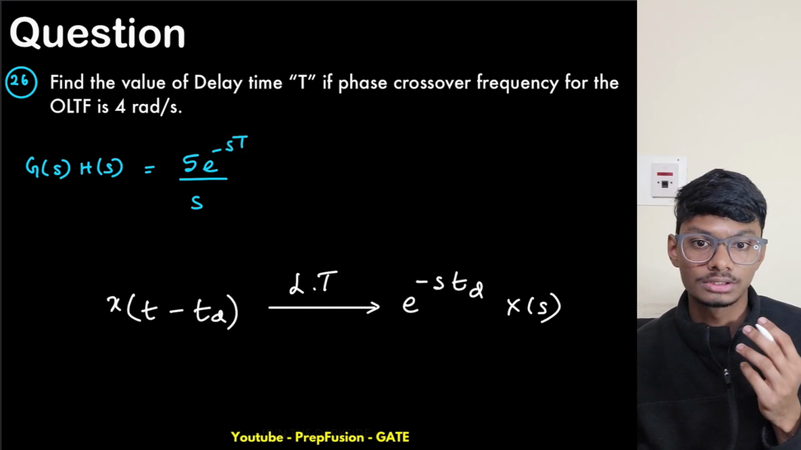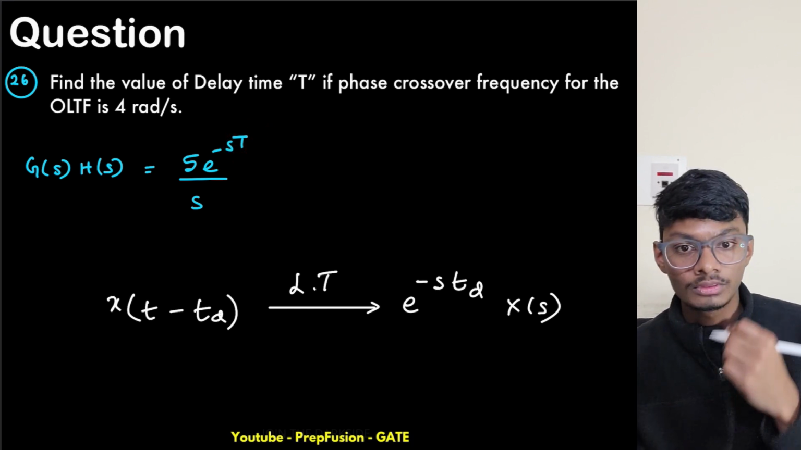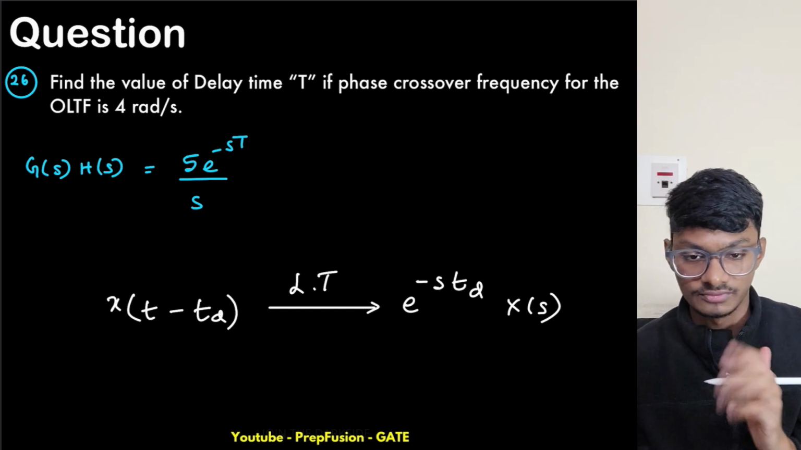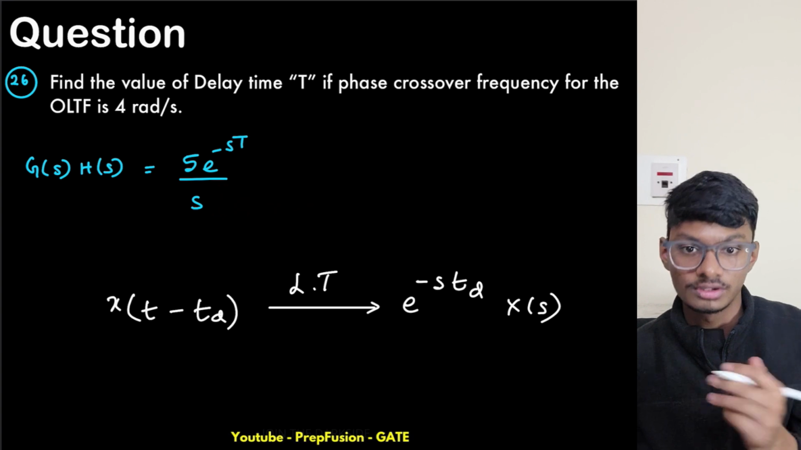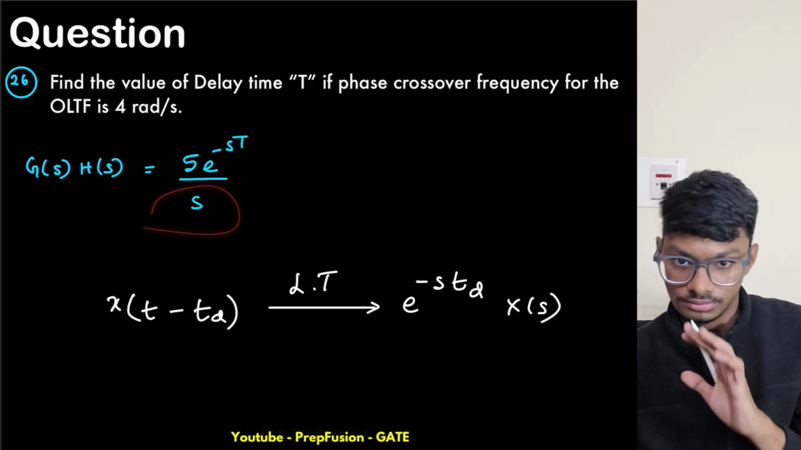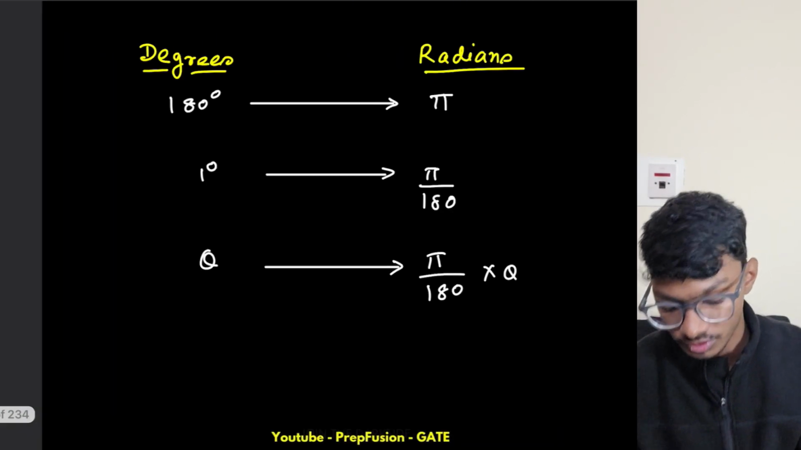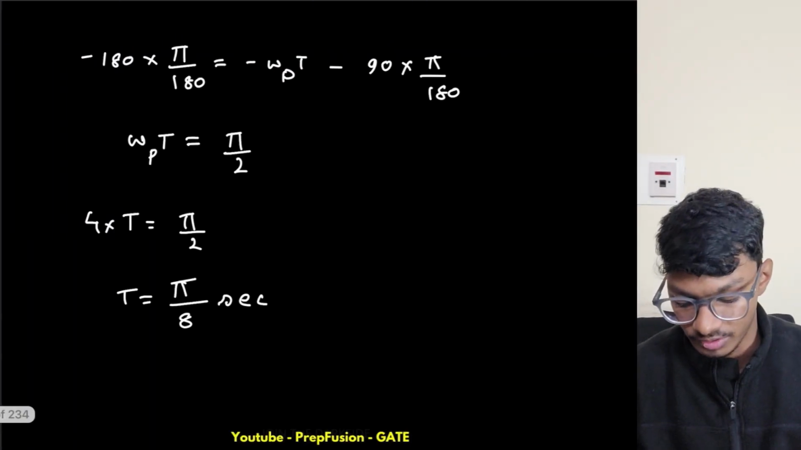But if they give you the value of t and you have to find the phase crossover frequency, that is difficult if there is a pole other than at s equals to 0. Okay, so you will understand, right? We will take one example, and from that example we will understand.